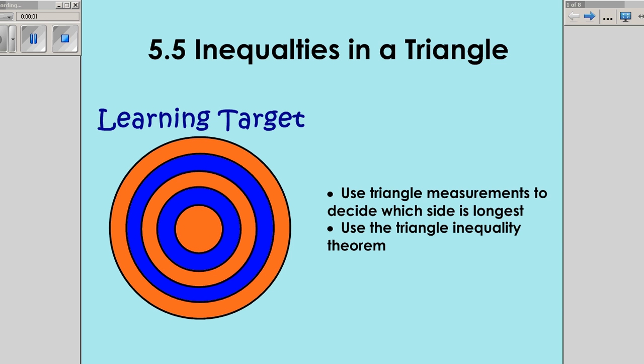Section 5.5, Inequalities in a Triangle. By the end of this lesson, you should be able to use triangle measurements to decide which side is longest or which angle is largest, as well as use the triangle inequality theorem.